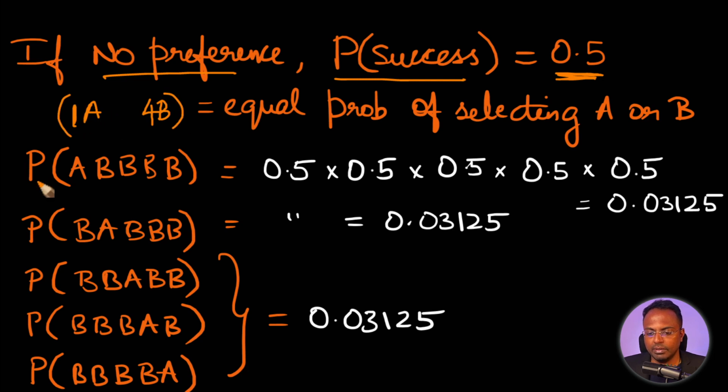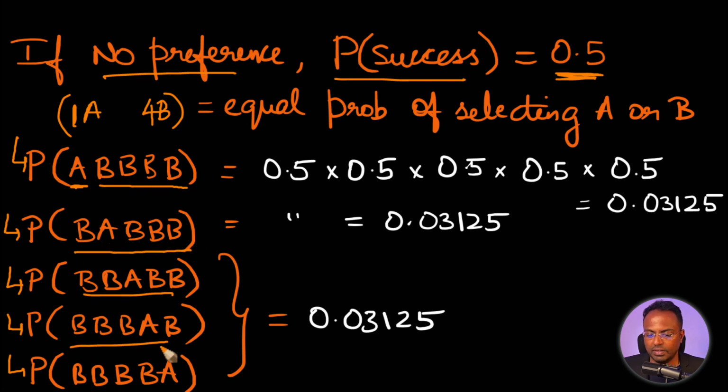This could happen in any or all of these combinations. Okay, the A could occur in the first trial, and remaining buys are from B. Likewise, this could also happen. This is also 4Bs and 1A, any of these situations.